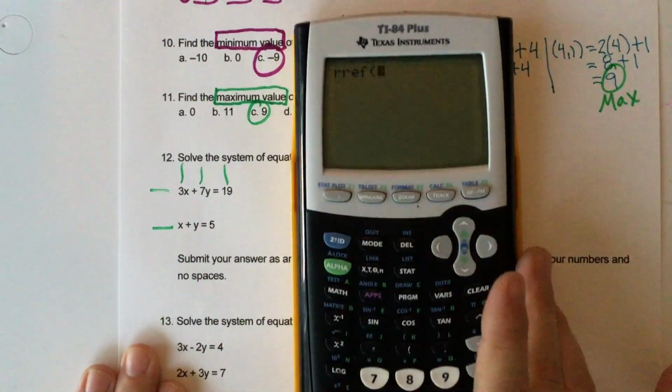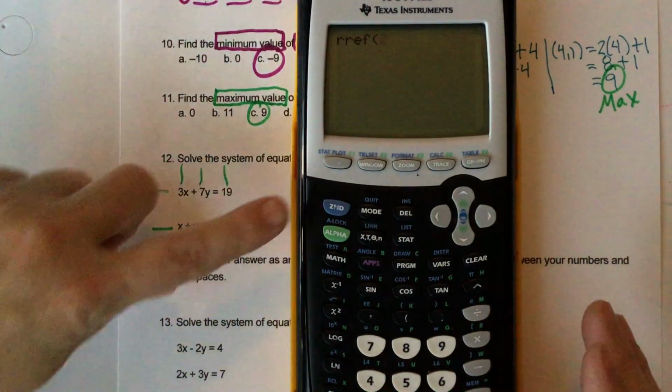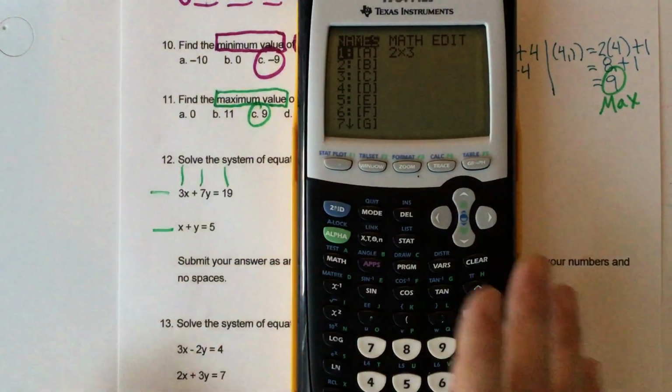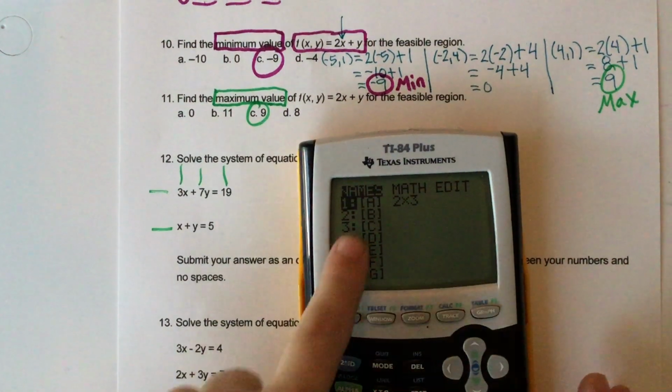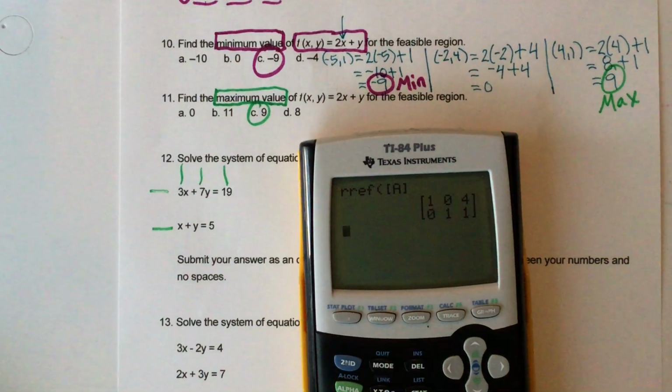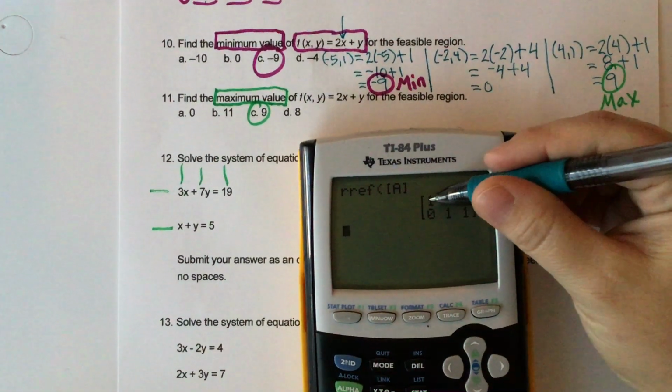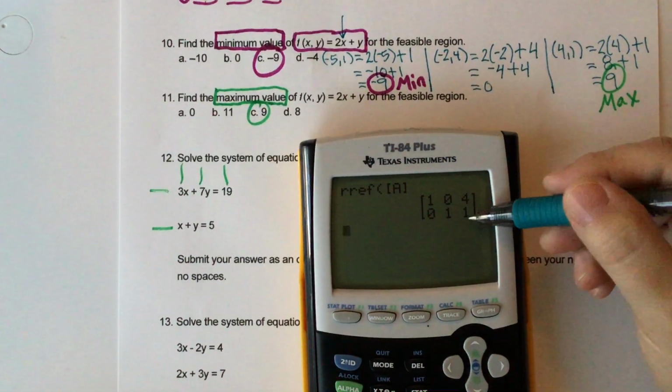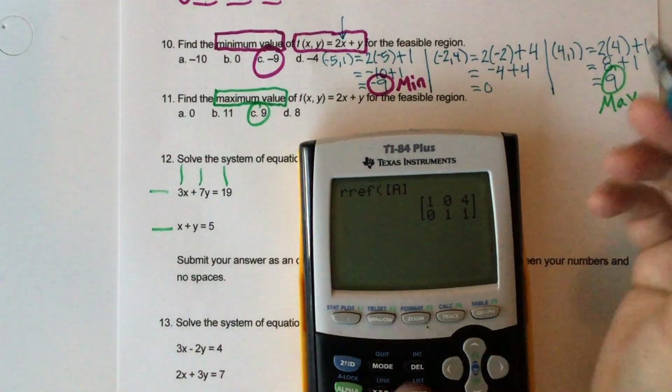And then back to matrix for the third and final time. So second, x to the negative 1. And I want to call up the name A. So I just hit enter and enter again. And as long as these are 1s on the diagonal, then these are my answers. So 4, 1.